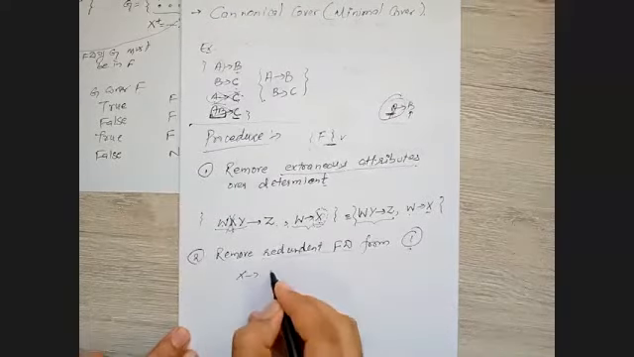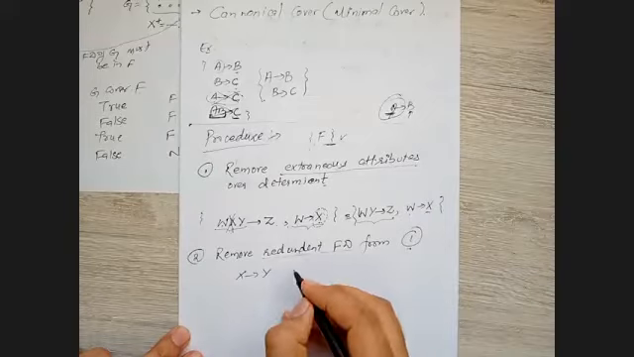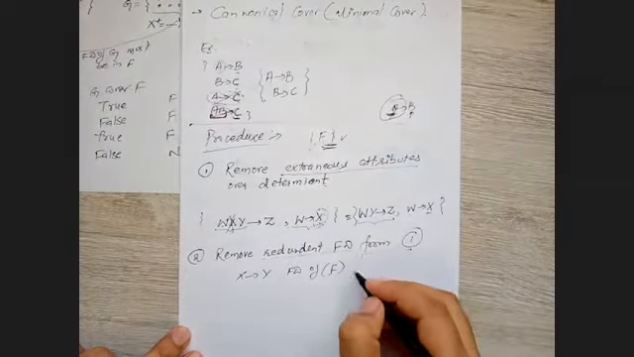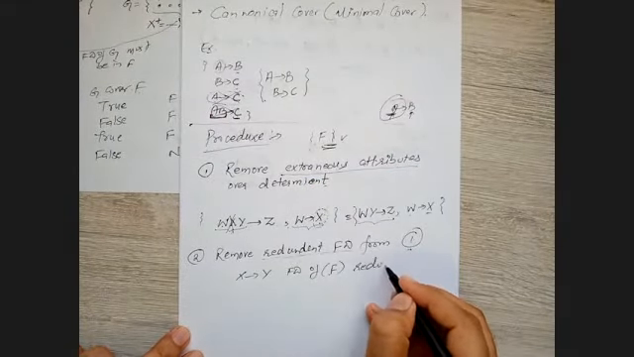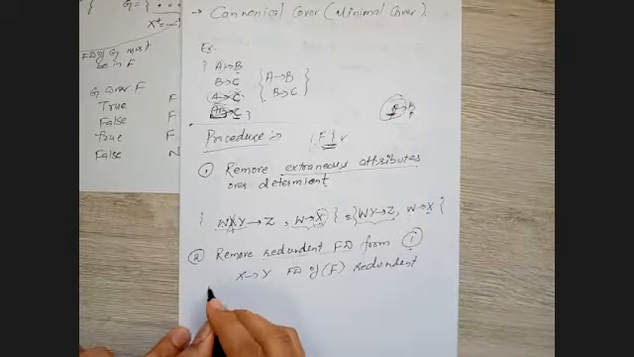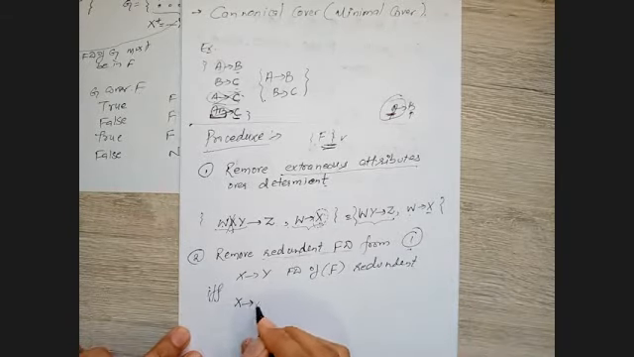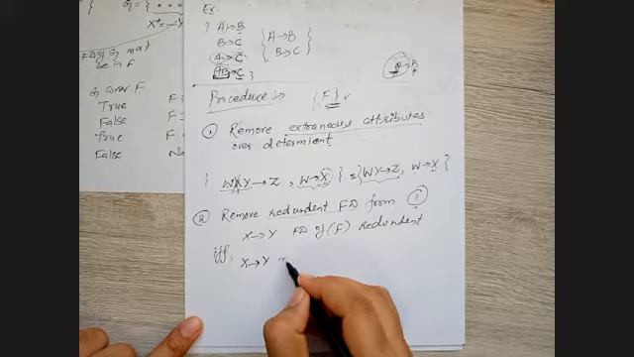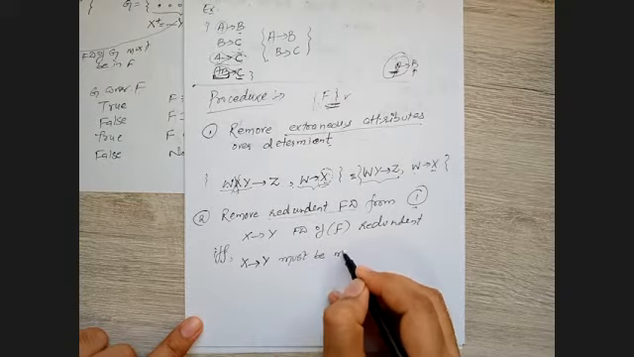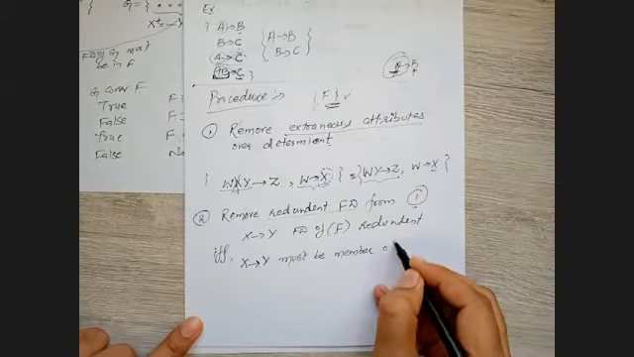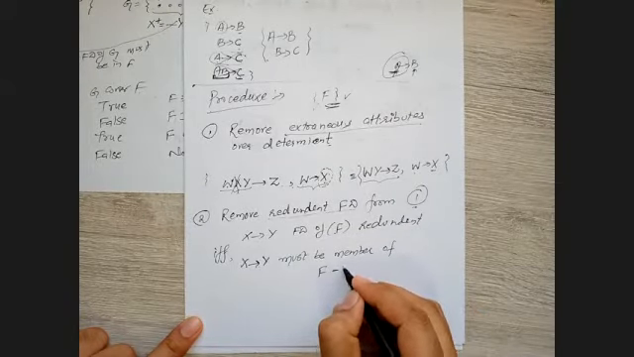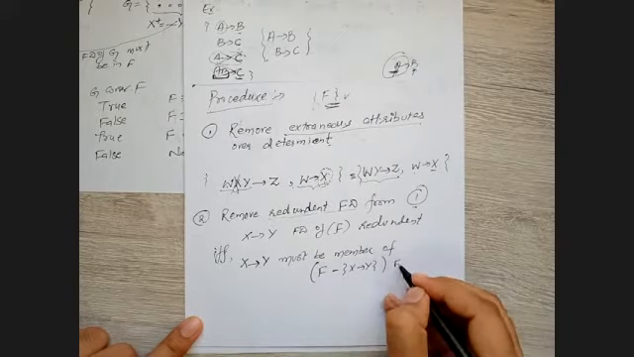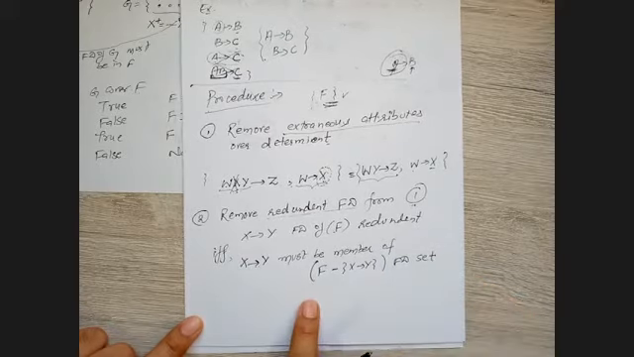See, if I'm saying that X determines Y, a functional dependency of F, for example, is redundant. When will it be redundant? If and only if X determines Y must be a member of F minus the set X determines Y, the functional dependency set.